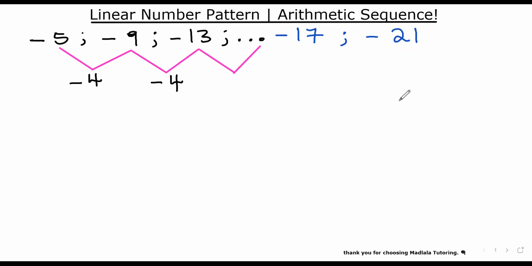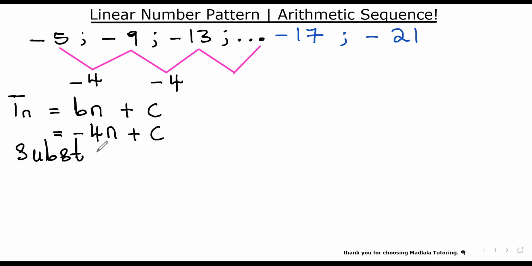Now we need to find the general term of this pattern. So we are going to do this the grade 11 way first. We know that this is the general term. For a linear pattern, we say Tn equals bn plus c, where b is the constant difference, which is this one. So now we say, okay, fine, we have negative 4n, and then we say plus c. Then in order for us to find the value of c, you can substitute any term that you want here. It's always easy if you substitute term number 1.